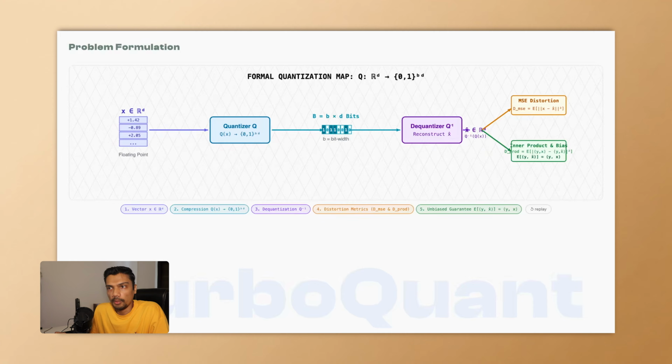Why do we care separately about MSE and inner product distortion? Because an MSE-optimal quantizer is not necessarily a good inner product estimator. It can be biased. The paper proves this explicitly and proposes a two-stage solution. We will get there in the upcoming sections.